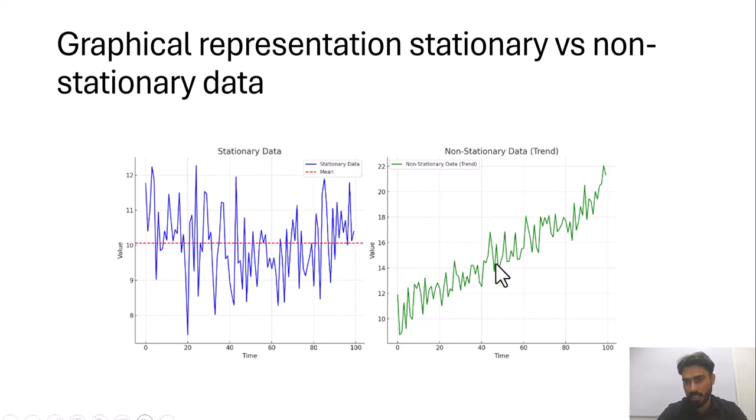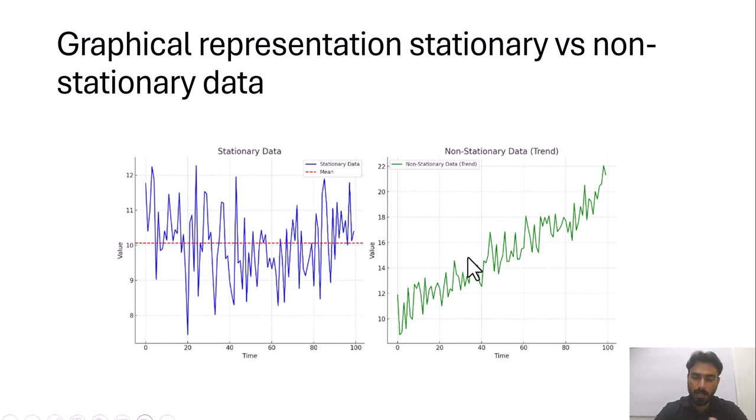Any data which has a trend in it is said to be non-stationary data, because we cannot calculate a constant mean over the time period. So we cannot predict or forecast any analysis on the basis of non-stationary data. On the other hand, in the case of stationary data we can predict or forecast our analysis. So this is the major difference between them.